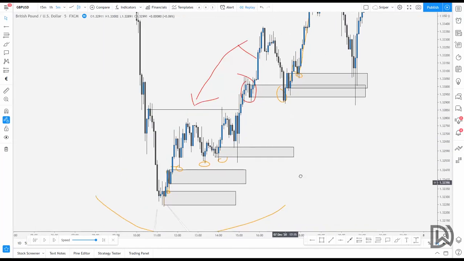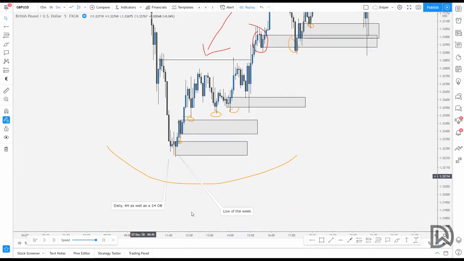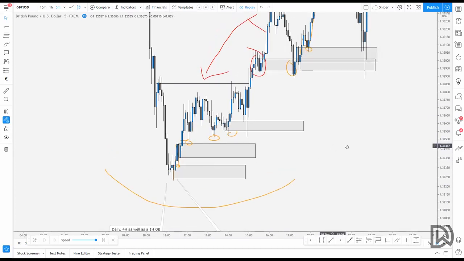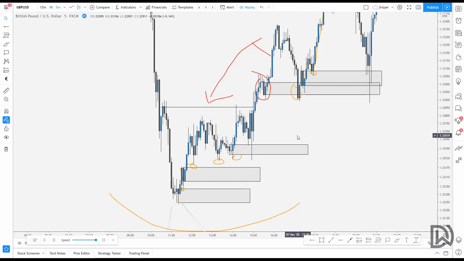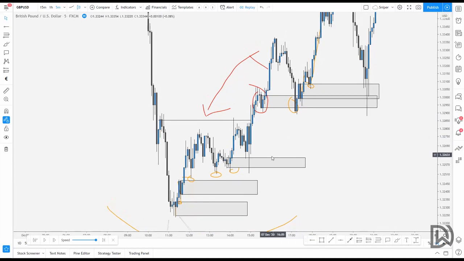Look at the lower time frames after price has reached a higher time frame level. After it reached a higher time frame level, this is then where we look for our entries. This is where we look for our consolidations. We look for our small Asian range. We look for our pushes into that order block, into that weak zone, for price to go to the upside.